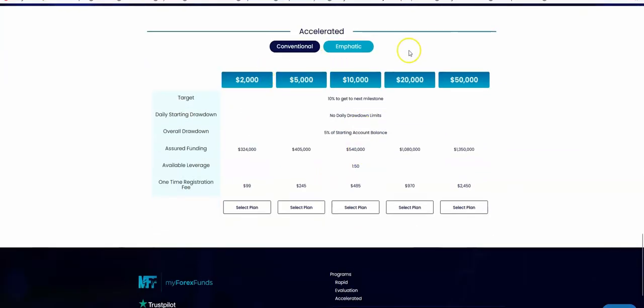Great. Now look at it. There are 2 of them. One is conventional. The other one is the other option, which you do not want to go for because it's high risk, and it costs more. You stick with the conventional. The conventional, this is $2,000. With almost $100, you can get a $2,000 funded account.